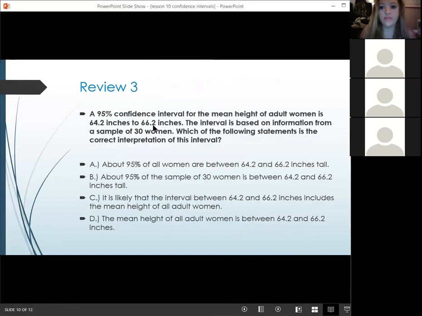All right, let's do a few more. A 95% confidence interval for the mean height of adult women is 64.2 inches to 66.2 inches. The interval is based on information from a sample of 30 women. Which of the following statements is the correct interpretation of this interval? Try this one out and then we'll go over it.